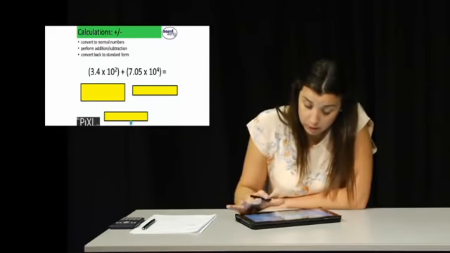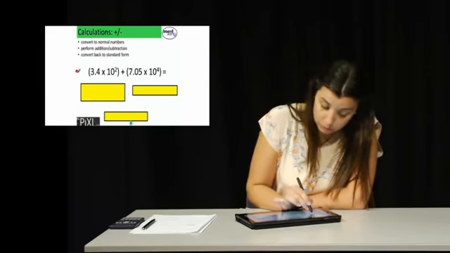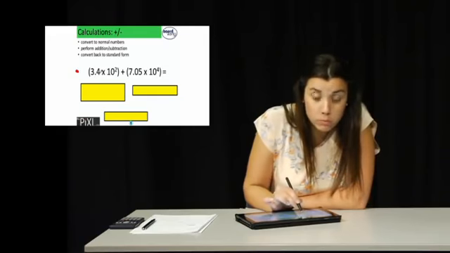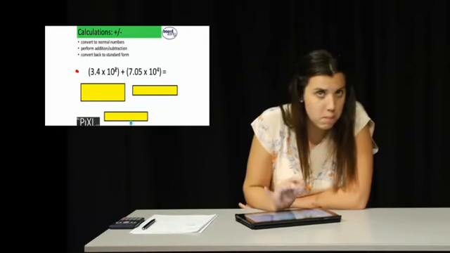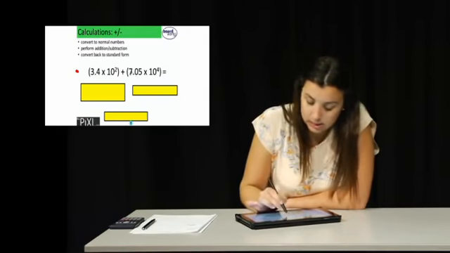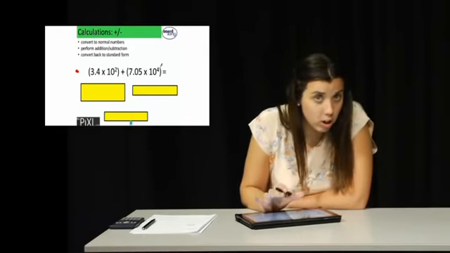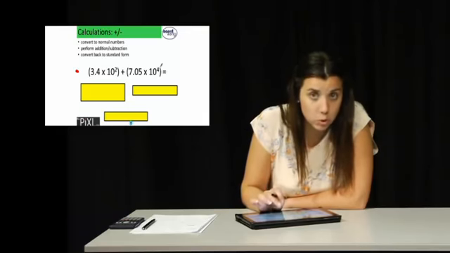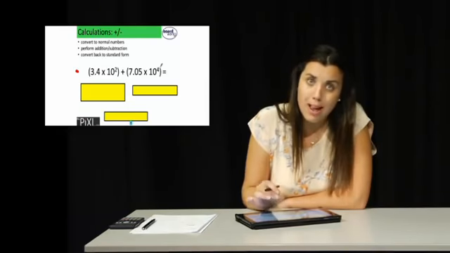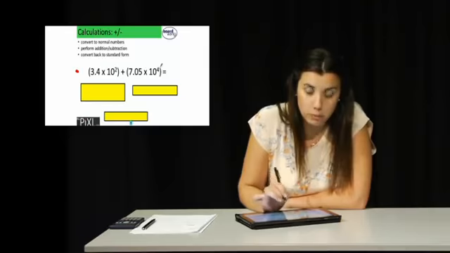So on your sheet, you've got a calculation, same thing I've got here on the board. 3.4 times 10 to the power 2, positive number, big number, add 7.05 times 10 to the 4. Have a go, follow those 3 steps, convert back to normal, do the calculation, and then back to standard form. Off you go.